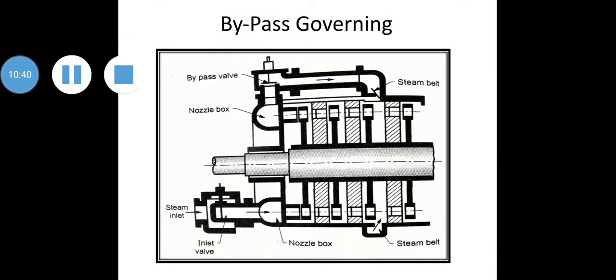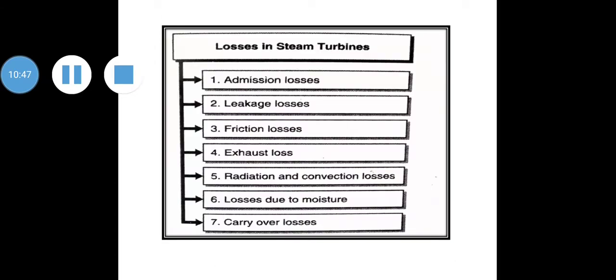Now we will be looking at the last part of this chapter, that is losses in a steam turbine. Any turbine machine extracts energy from high pressure steam and converts it into shaft work. The total energy content available in the steam supplied to the steam turbine is not completely converted into mechanical and electrical energy. So there might be some losses happening in the turbines. So let's see the losses.